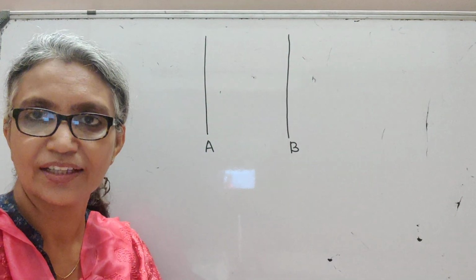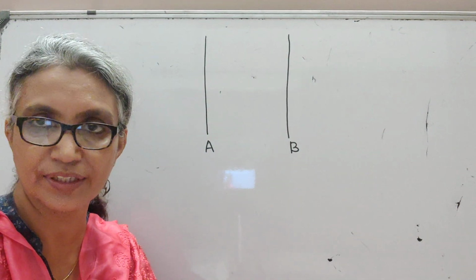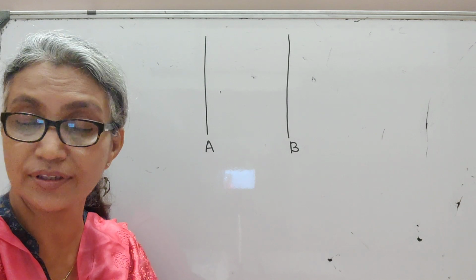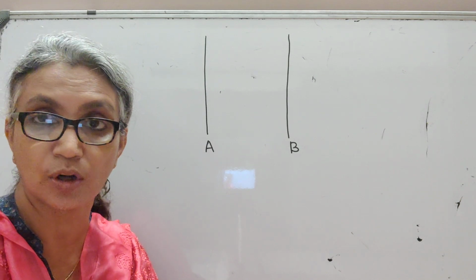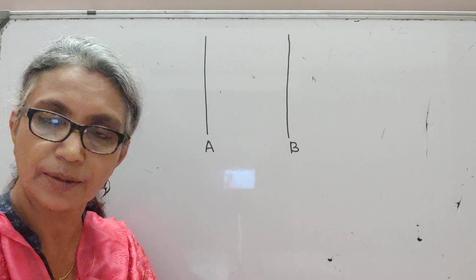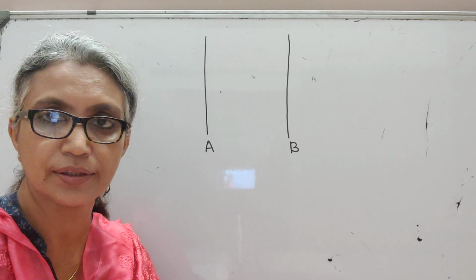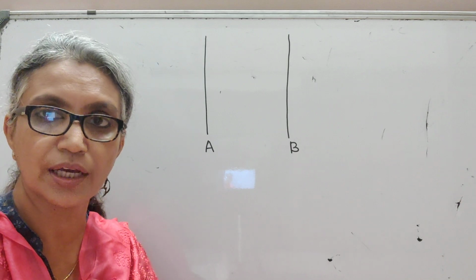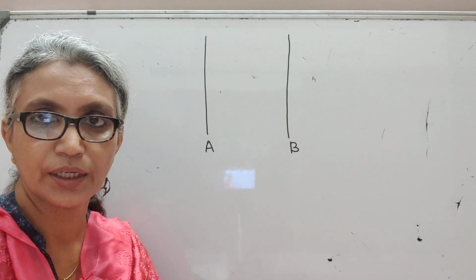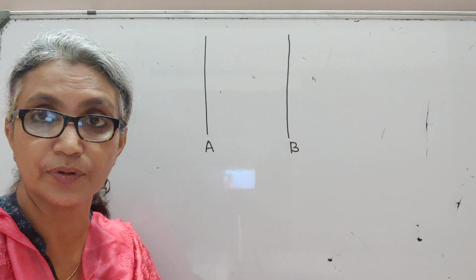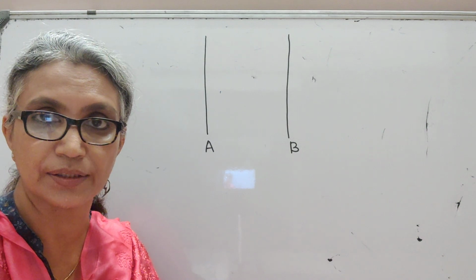Good evening. This is the fourth session of the second chapter, and it deals with the topic capacitor. A capacitor is simply a system of two conductors which can store charge and therefore store energy. In your class 12 textbook, they're dealing with parallel plate capacitors.